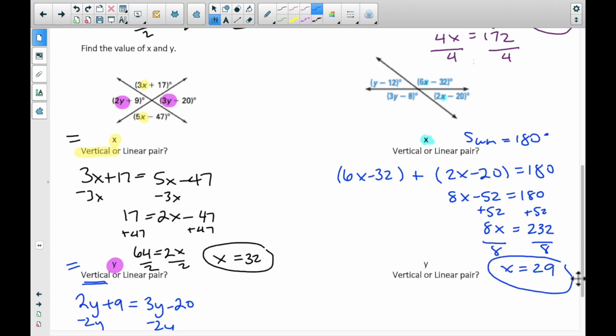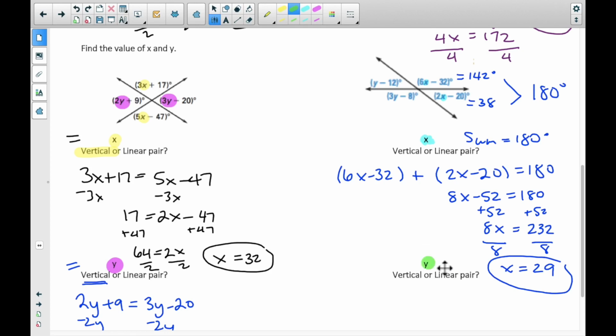Of course, we could always check this. We haven't checked any of these, but you can always check it. Just plug it in. So take that 29, plug it in for x, and plug it in for x, and then see what you get, and we'll add them together and see if they add up to 180. So I'm going to take my calculator and check it for us. I plug in a 29 here. I plug in a 29 here. I get 142 and 38. 142 and 38 does add up to 180. So we did it right.